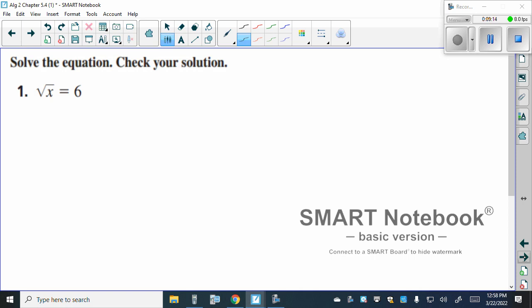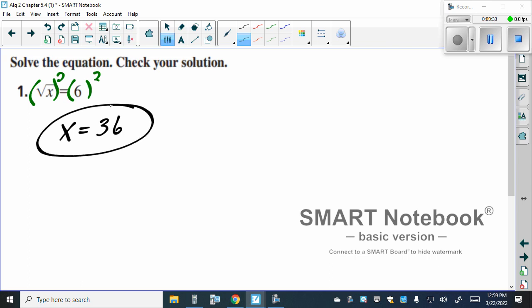This one's even nicer. Is the radical by itself? Okay, so we can go on to step 2, put both sides to the nth power. So we'd square it exactly. So x is 36. That's it.